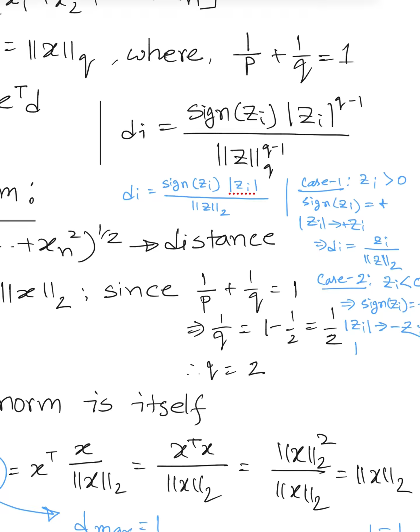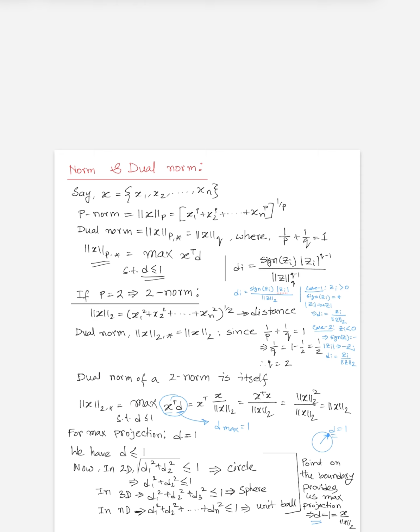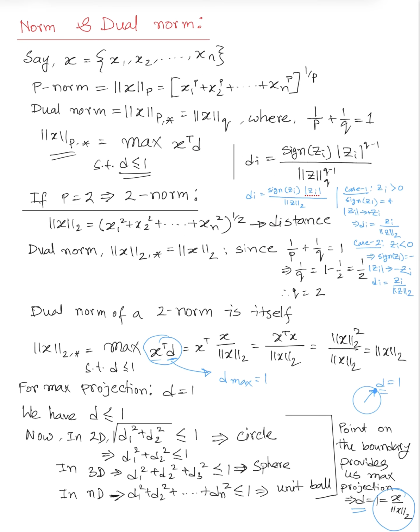So if we put these values, we again get Di is equal to Zi by Z2. So for all cases, this relation holds where D is equal to X by Zi. So that's why we can put this value here, and if we put this value, we can just rearrange to bring this together, and this thing becomes this, and from here we can get this. So it means that the dual norm of a two norm is the two norm itself.